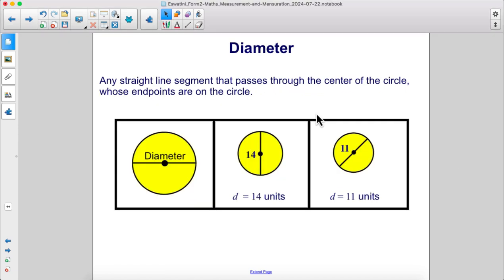A diameter is any straight line segment that passes through the center of the circle and whose endpoints are on the circle. So here, the radius is 7 units, but the diameter is 14. Here, the diameter is 11 units.